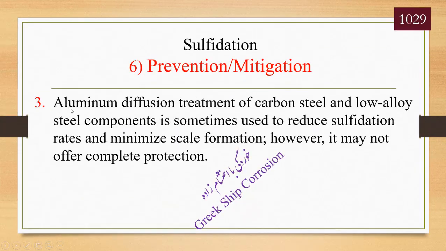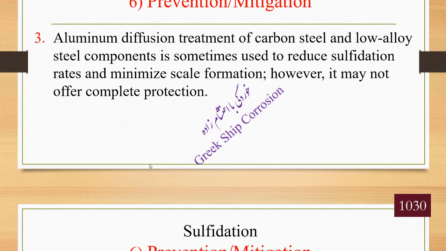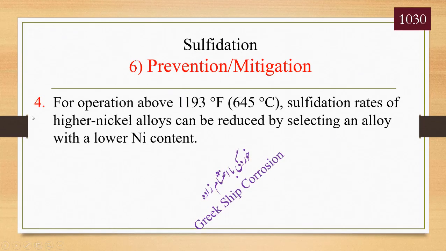3. Aluminum diffusion treatment of carbon steel and low alloy steel components is sometimes used to reduce sulfidation rates and minimize scale formation. However, it may not offer complete protection. 4. For operation above 1193 degrees Fahrenheit, sulfidation rates of higher nickel alloys can be reduced by selecting an alloy with a lower nickel content.